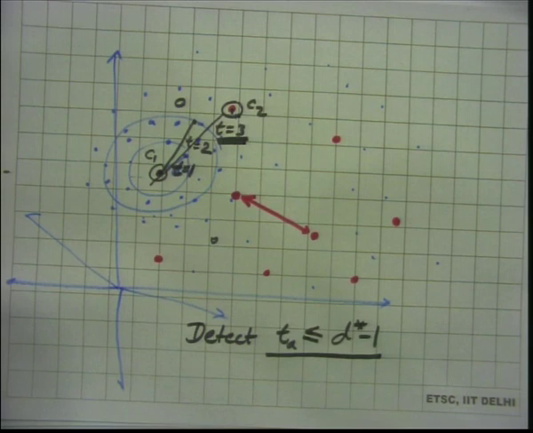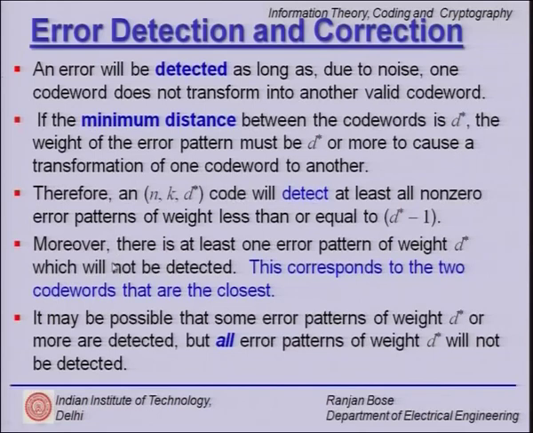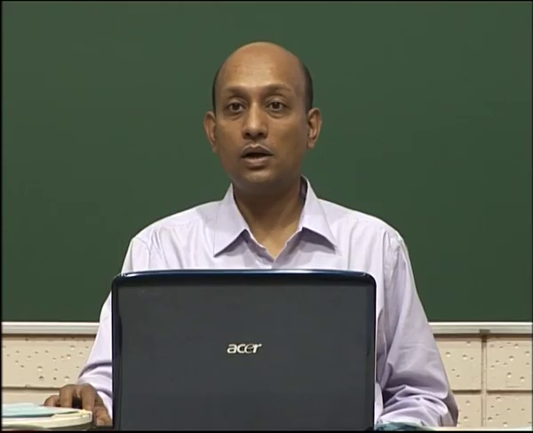So, we go back to our slides and we look at that there is at least one error pattern of weight d star which will not be detected. Which is the one? This corresponds to the 2 code words that are the closest, and one will get transformed to the other code word. It may be however possible that some error patterns of weight d star or more are indeed detected because you do not transform one valid code word to another valid code word. However, the ambiguity remains, but all error patterns of weight d star will not be detected. Some will get transformed into another one.